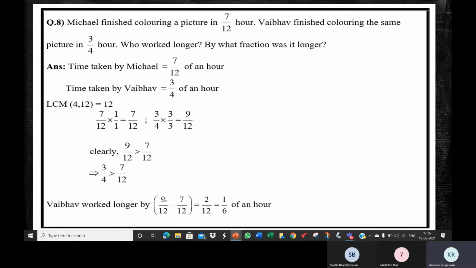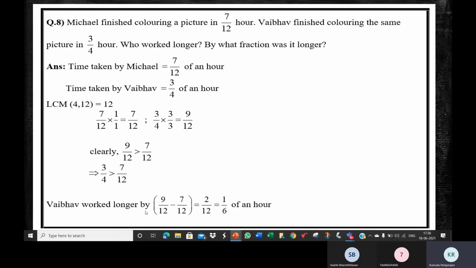So take Vaibhav's and Michael's fractions with the same denominator. That is when they are like fractions. If you don't, again take 3 by 4 and 7 by 12. Again, you'll have to do the same procedure, right? We'll have to bring them to the same denominator and all that. So directly take their new fractions.